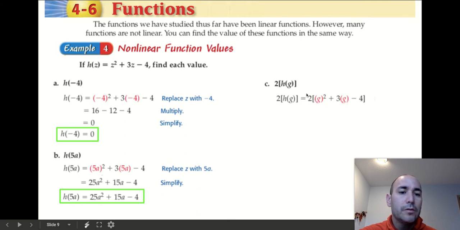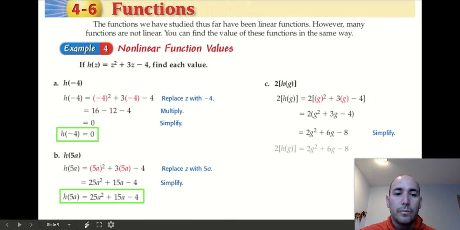And now I just have to use the distributive property and multiply everything by 2, right? So 2 times g squared is 2g squared. 2 times 3g is 6g. And 2 times 4 is 8. So I have 2g squared plus 6g minus 8. So 2 times h of g equals 2g squared plus 6g minus 8. And that's how you do it.